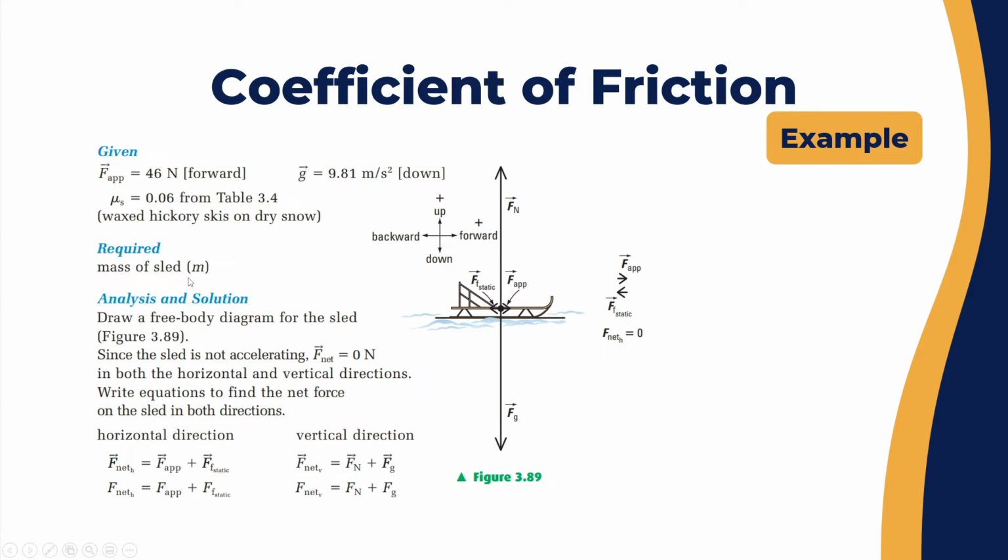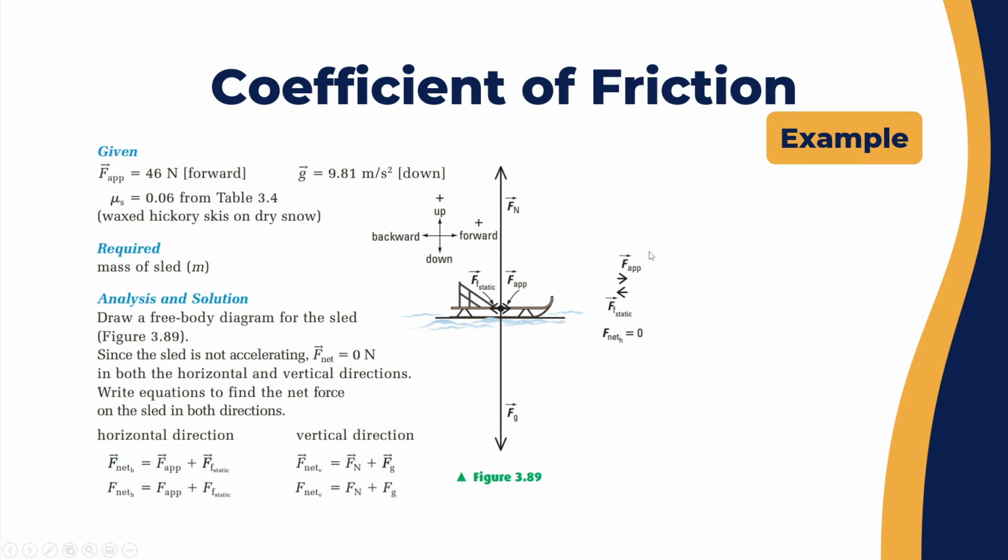As usual, we start with the free body diagram. We go to the center of the object and we start to analyze what are the forces being applied to that object. We have gravitational force pulling downwards. We have the normal force pulling upward. And we have the applied force pushing to the right. And we have the static friction resisting, or pushing to the left.